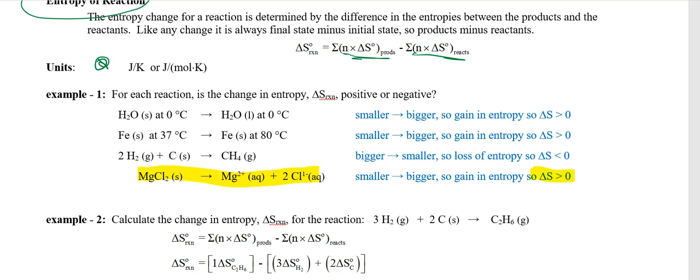Sometimes you're asked to just qualitatively say, hey, is entropy going to be a gain or not? Because we want to say, is this reaction going to be favored in terms of entropy? You don't have to calculate it. You can just look at it. If entropy is going up, that's always favorable. If entropy is going down, not so much. That's an unfavorable reaction as far as entropy goes.